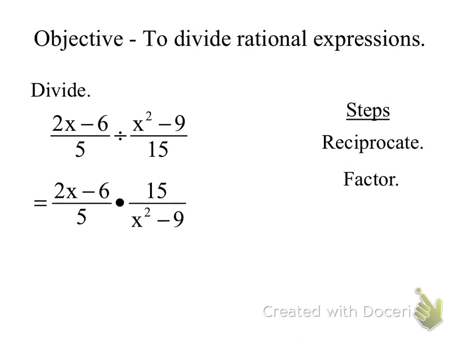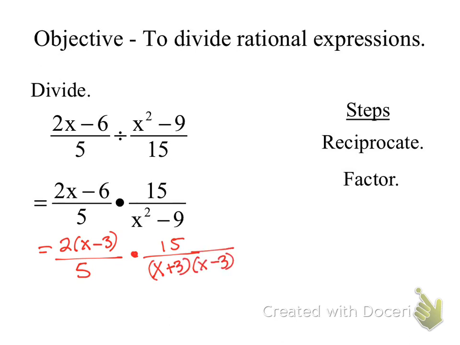So number 1 is multiply by the reciprocal. Number 2 is factor. And how would I factor this? You would take out a 2 from the 2x minus 6, and it becomes 2 times the quantity of x minus 3. Good. Over 5 times 15. And how do I factor the bottom one? It's a difference of squares, so it would be x minus 3 times the quantity of x plus 3. Good.